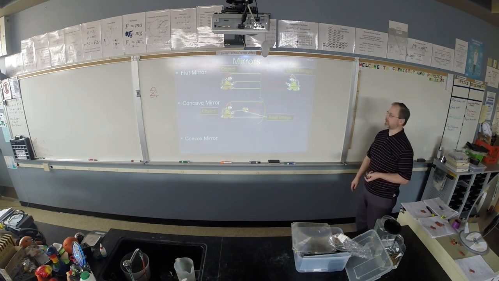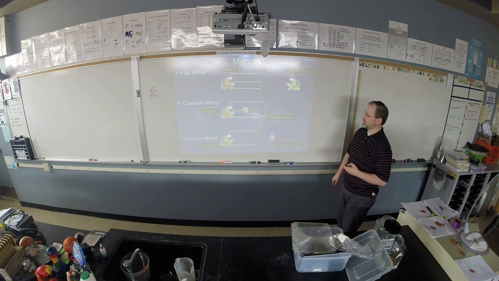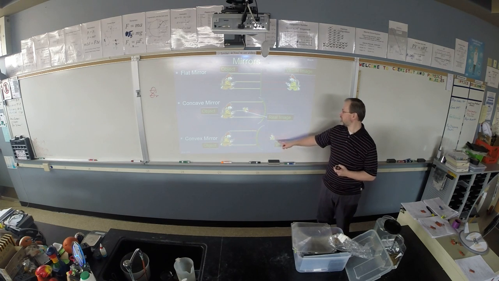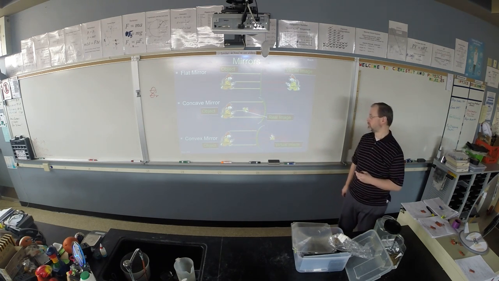You have your convex mirror, same object. Light diverges, and we trace back. Once again, these should be dashed lines, but I need to fix it. And it's going to produce a virtual image, an upright virtual image.